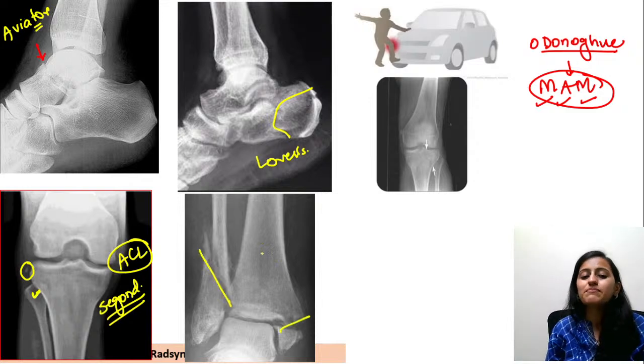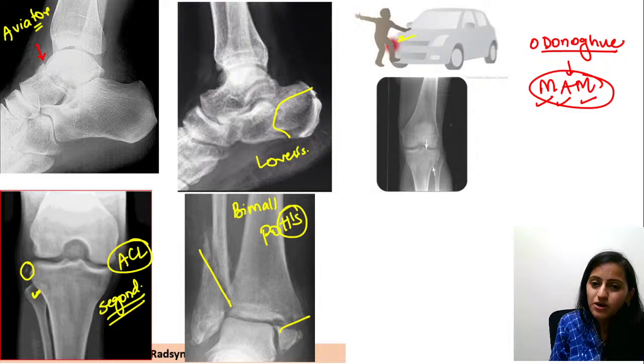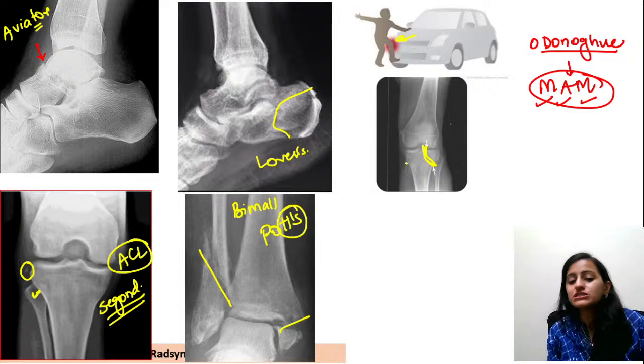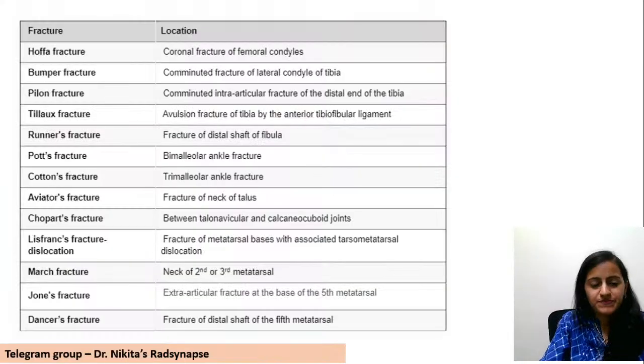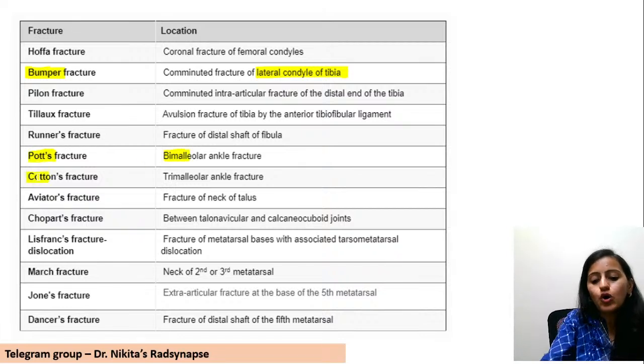This is your both the malleoli going. Remember bimalleolar, that is the Pott's fracture, bimalleolar. This one is your bumper fracture. You can see the fracture, the lateral tibial plateau fracture, that is the bumper fracture. So look at this, basically what we saw. Bumper, it is your lateral condyle of the tibia which is gone. Then we saw Pott's is bimalleolar. Potts is the third alphabet, it is trimalleolar. Then you have aviator which is neck of talus and the rest of them which are there.